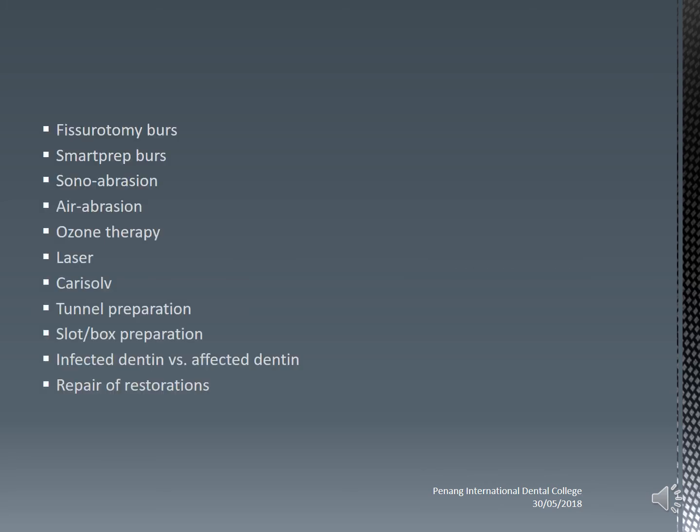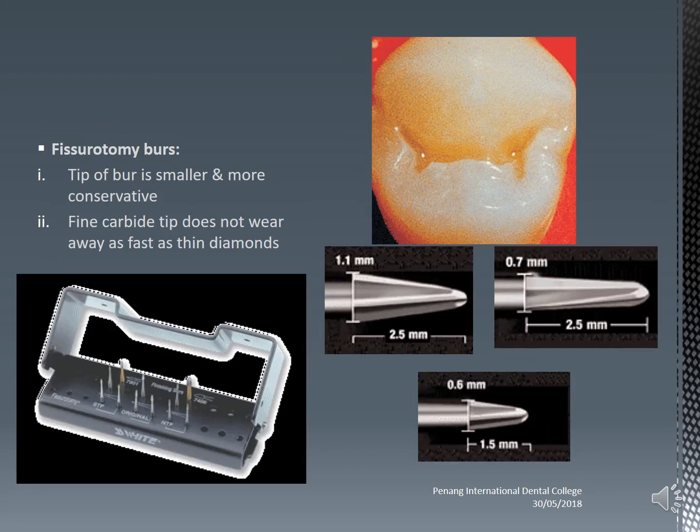There are newer methods of removing dental caries. Examples are fissurotomy burs, smart prep burs, sono abrasion, air abrasion, ozone therapy, laser, Carisolv, tunnel preparation, slot or box preparation. Then we are going to discuss infected dentine versus affected dentine and repair of restorations. Coming to fissurotomy burs, these are very tiny cone-shaped burs which remove dental caries very conservatively. The tip of the bur is very small and prepares a very conservative preparation. The fine carbide tip does not wear easily and can be used for a very long time.